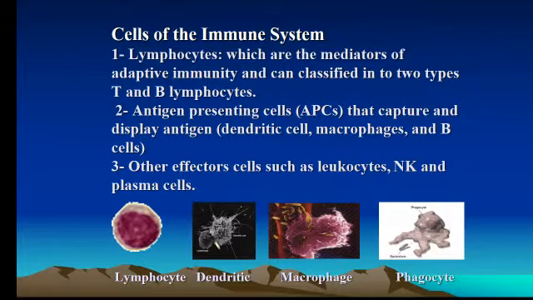We have phagocytes, macrophages, dendritic cells, and lymphocytes. The phagocytes belong with the other effector cells. The macrophages and dendritic cells belong with the APCs, antigen-presenting cells.